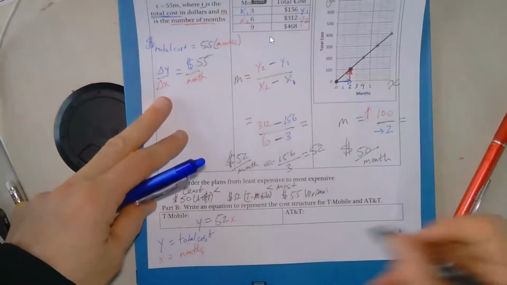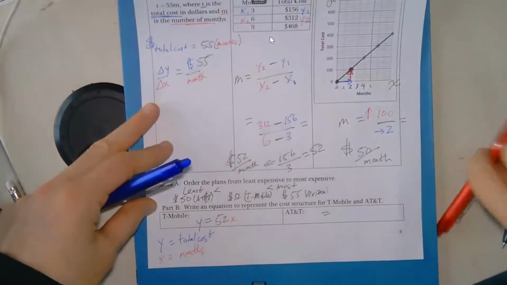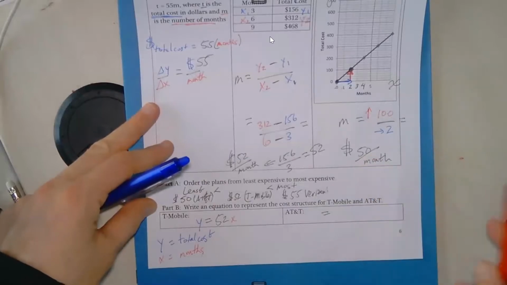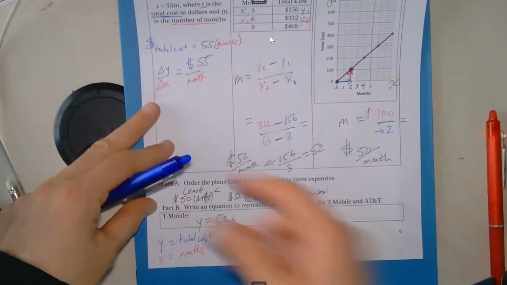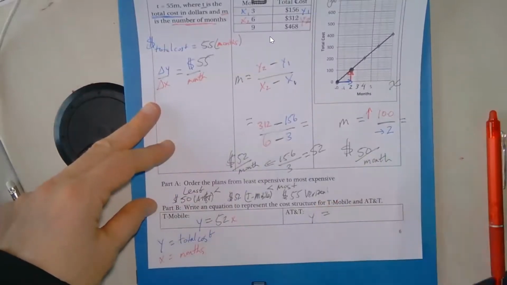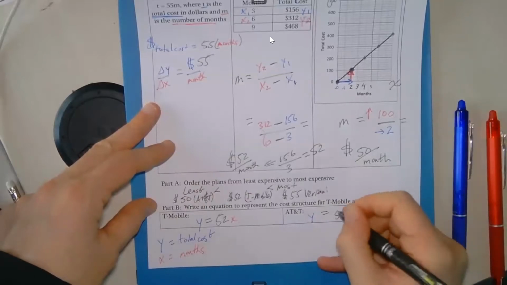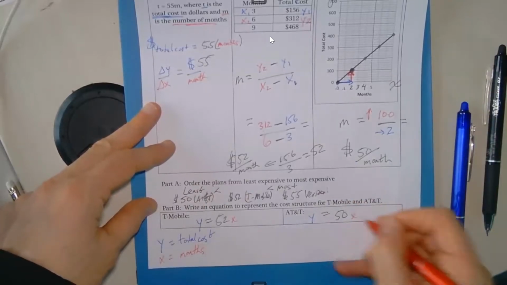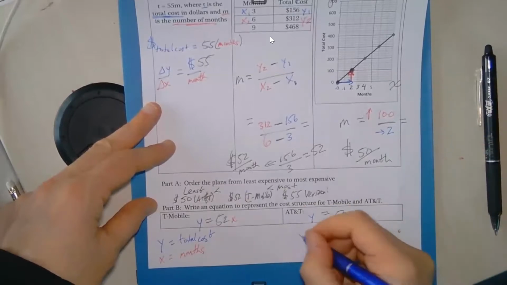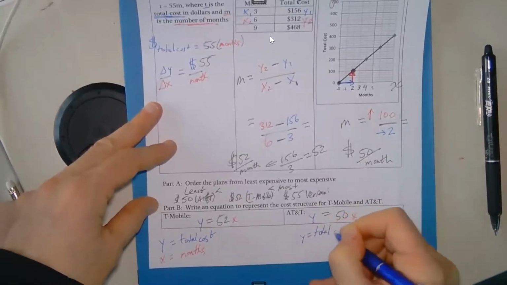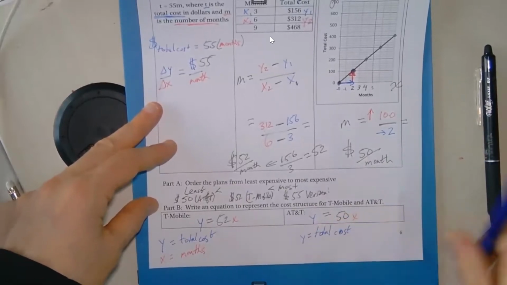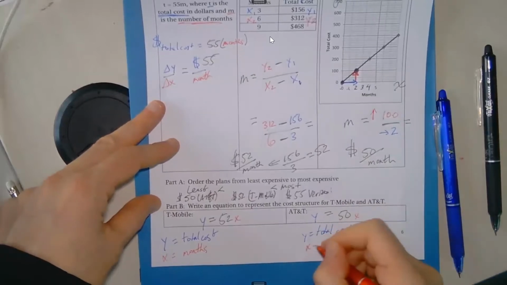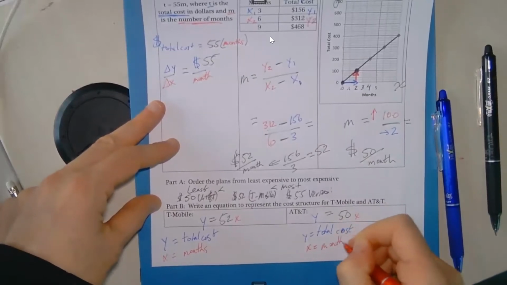The same thing over here. AT&T at $50 per month. So total cost, Y equals 50 times X, where Y is the total cost and X is the number of months.